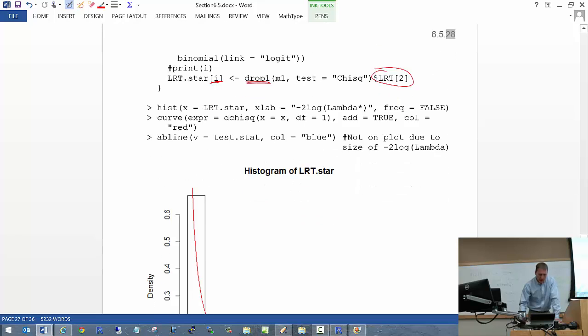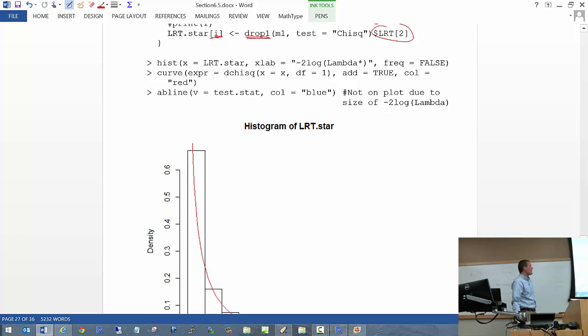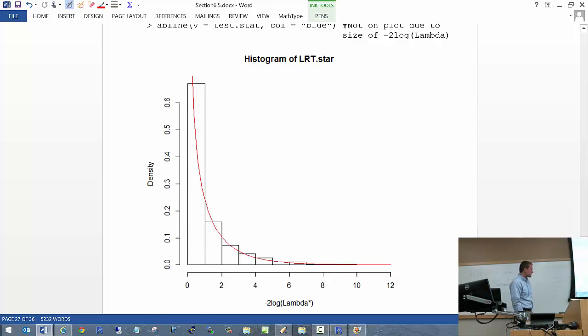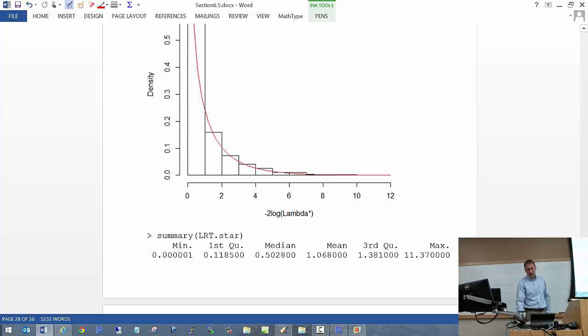Let's look at a histogram of all these 2,000 lrt.stars. Here we go. On top of that histogram is a chi-square 1 approximation. So what do you think? Does a chi-square 1 approximate the distribution of this test statistic well? Yeah, it looks like it does. So I would expect very similar p-values from using the bootstrap and using the likelihood ratio test.